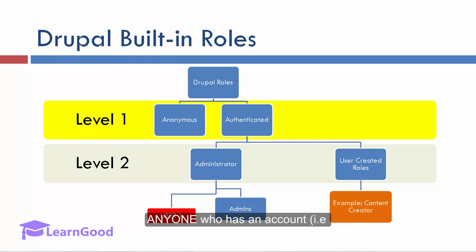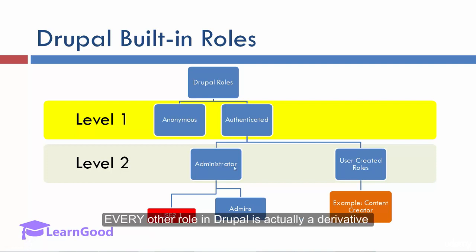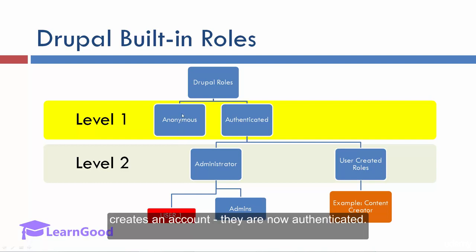Anyone who has an account, that is a user ID and password on your Drupal site, has the authenticated role. All others who don't have accounts and are just visitors to your site have the anonymous role. Every other role in Drupal is actually a derivative of this authenticated user role. It logically follows that the anonymous role is never derived any further, because the moment that an anonymous user creates an account, they are now authenticated.